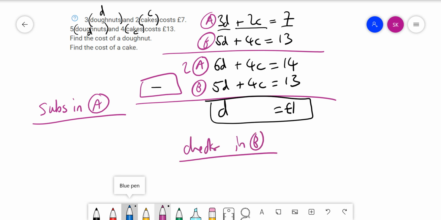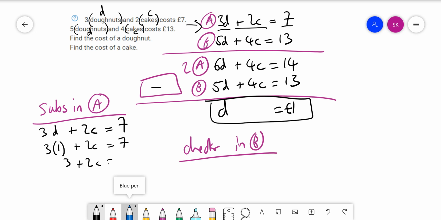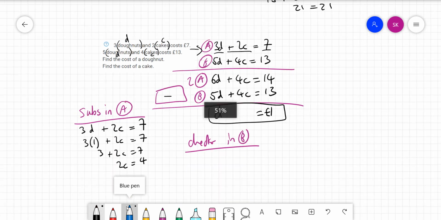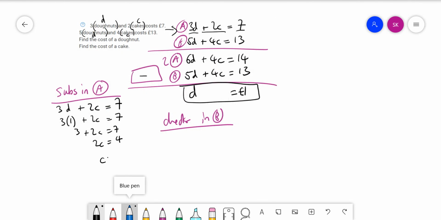There's my strategy. So now we're going to sub in here. 3D plus 2C equals 7. But instead of D, I'm going to write my solution, which is 1. 3 plus 2C equals 7. Take away 3 from both sides, and I get 4. And C equals 2. So I reckon the cost of the cake is £2. The cost of the donut is £1.